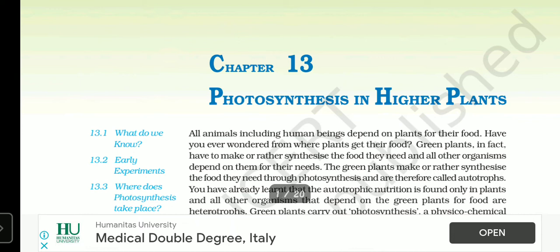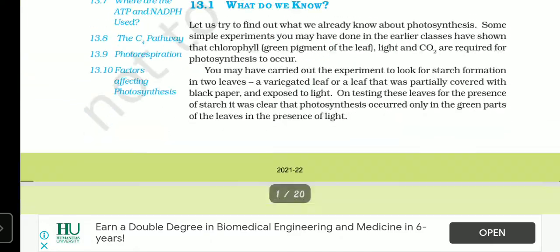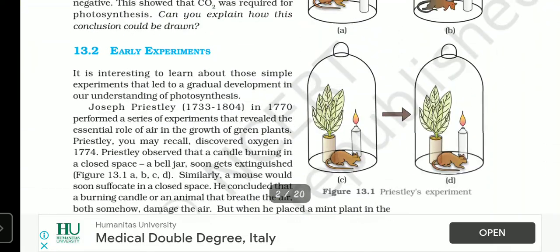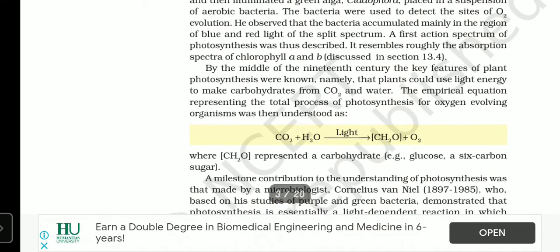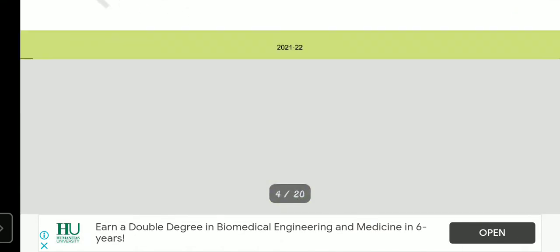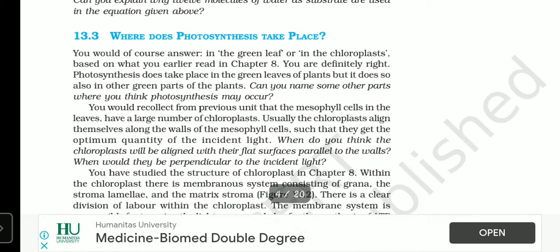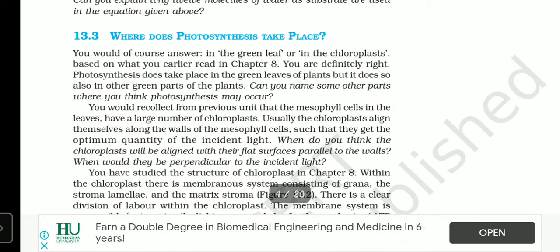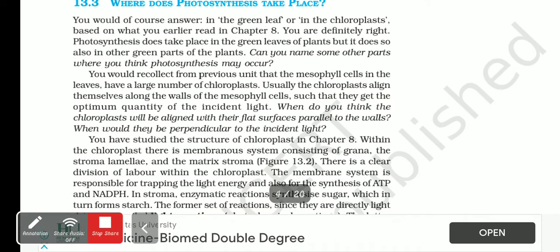Hello everyone. So we are going to continue with the third part of our chapter, which is photosynthesis in higher plants. Till now we have covered the portion till the experiments, I guess. Okay. So in today's class, we are going to read about where the photosynthesis takes place. So let's get into the video.